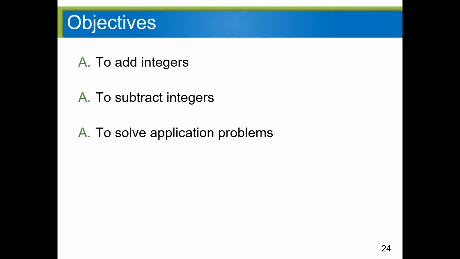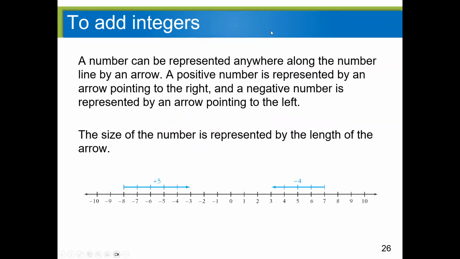All right, so next we're going to add and subtract and do some application problems. As we said before, a number line is a good way to visualize what numbers are. A positive number is to the right of 0, a negative number is to the left of 0.